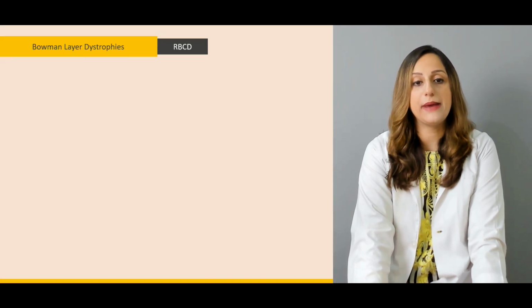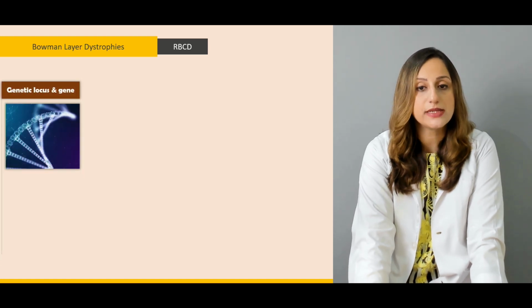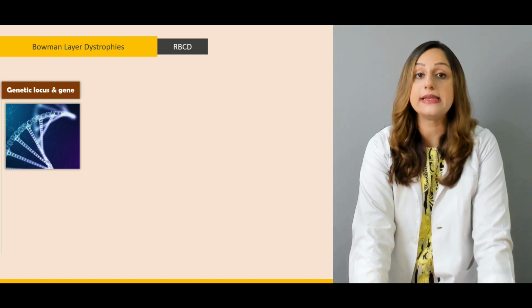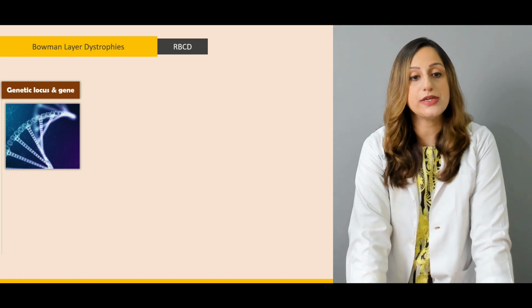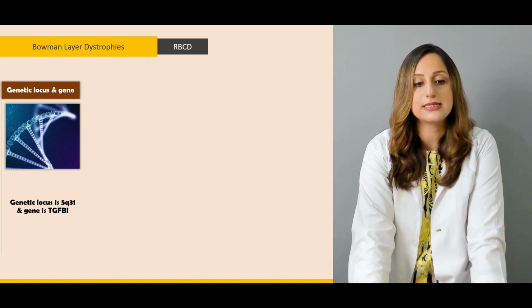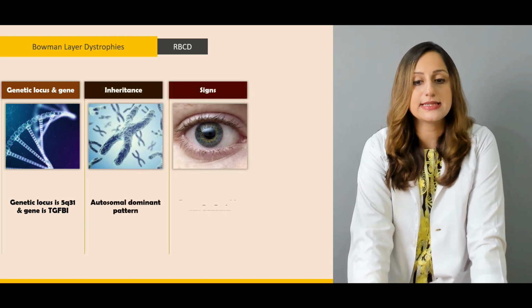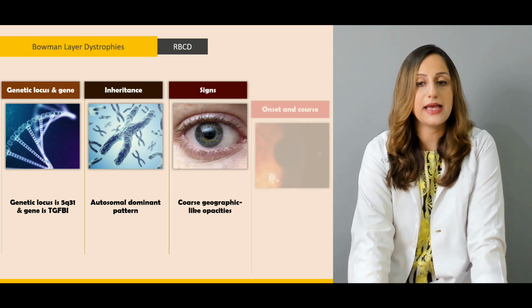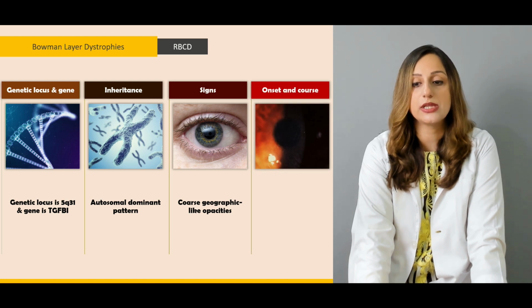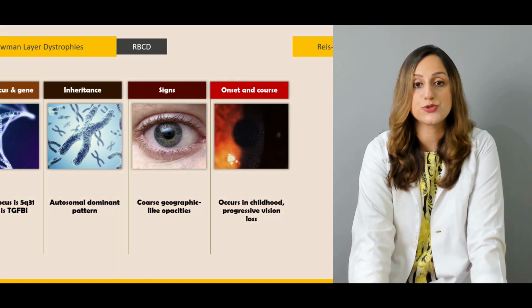Then we move on to the Bowman layer dystrophies. We have the commonest presentation of this involvement of the Bowman layer. The Bowman layer is involved for this kind of dystrophies. The genetic locus involved is 5q31 and the gene is TGFBI. Inheritance is autosomal dominant. The signs included are the coarse geographic-like opacities, as you can appreciate for this patient. The onset is usually in childhood, and there would be a progressive loss of vision noted for these individuals as well.